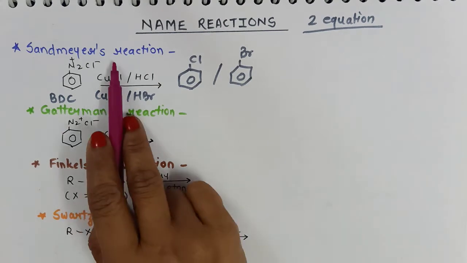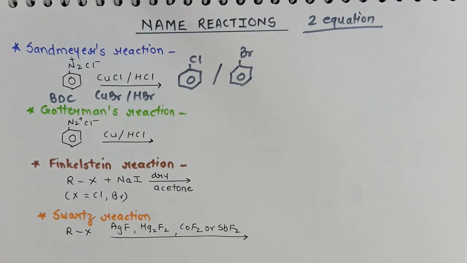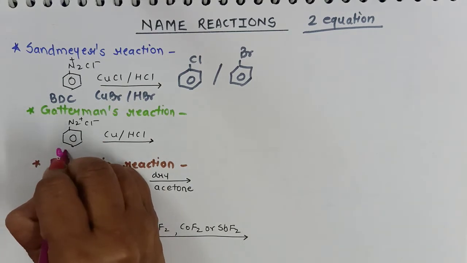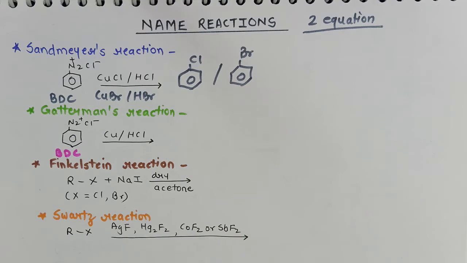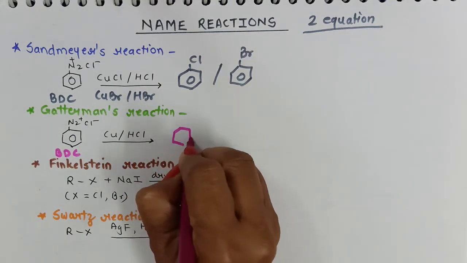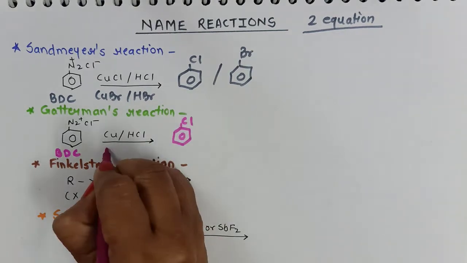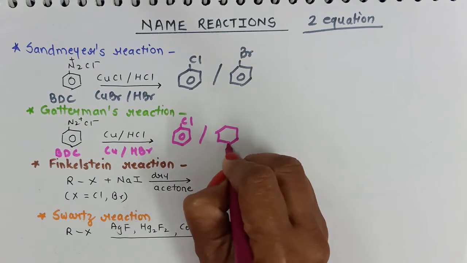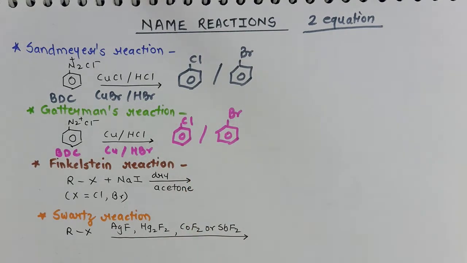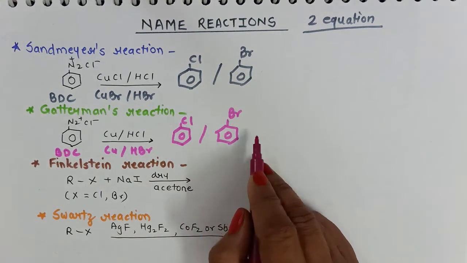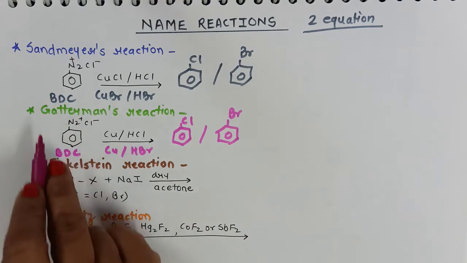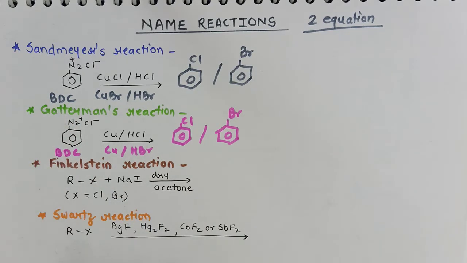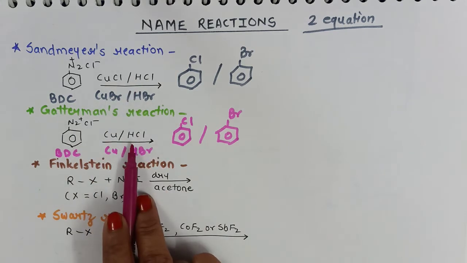Gattermann reaction is also similar to that of Sandmeyer reaction. The only difference is that here we are using metallic copper in presence of HCl. This reaction also begins with BDC, that is benzene diazonium chloride, and we get chlorobenzene. Suppose we use copper metal in presence of HBr, then we will get bromobenzene. So we can say this is the method for the preparation of haloarenes also. Both these reactions have the same starting reagent, benzene diazonium chloride. The only difference is in the reagents.